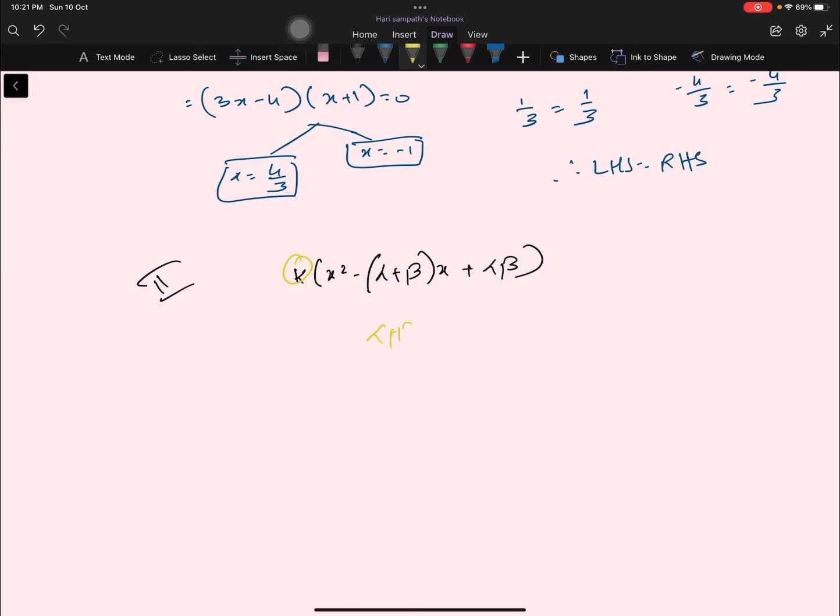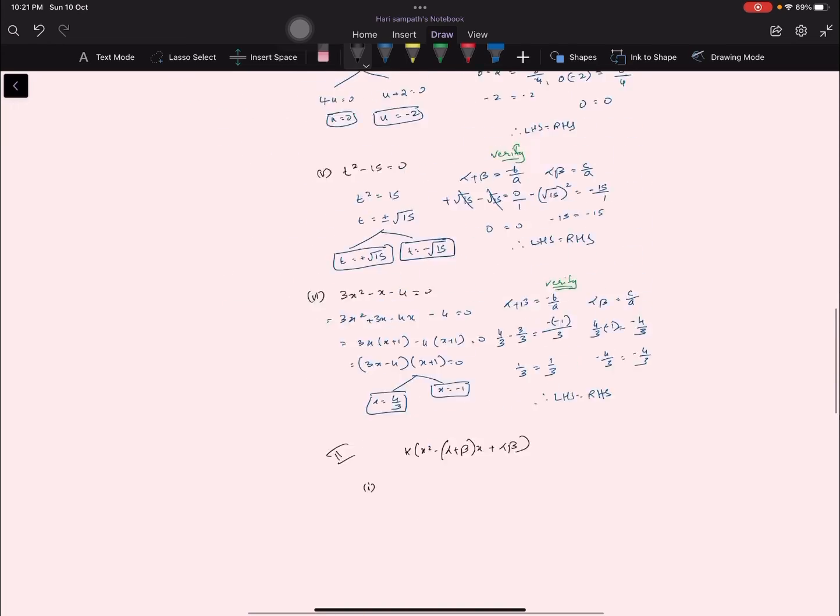Just in case alpha plus beta is equal to 3 by 4 and alpha beta is equal to 1 by 4, you can take k as 4 and multiply the entire equation with 4. So you get 3x and 1 minus 1 or plus 1, whatever it is. That's why this k is up here. If I do a sum, you'll understand it very easily. So let's take our first numbers.